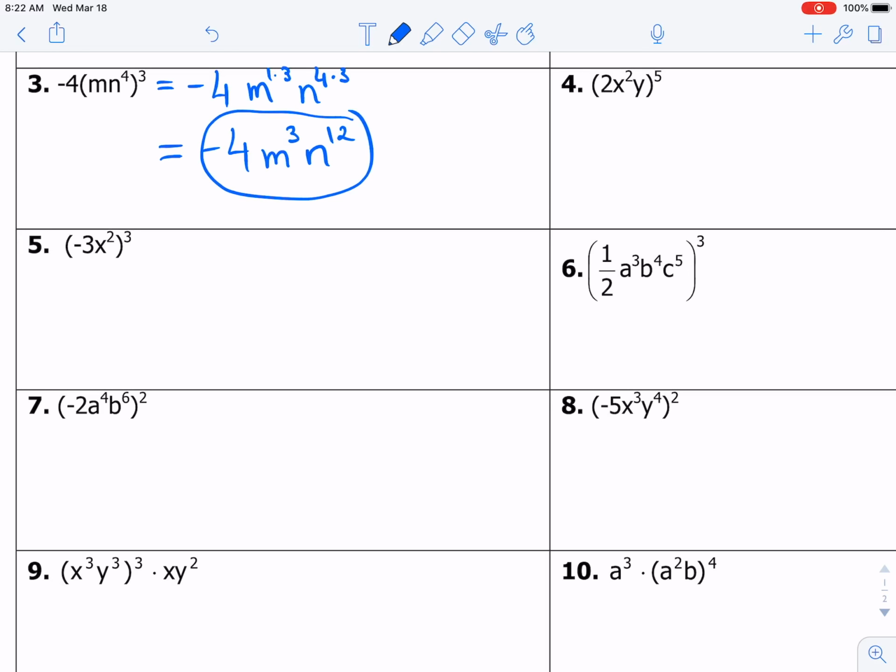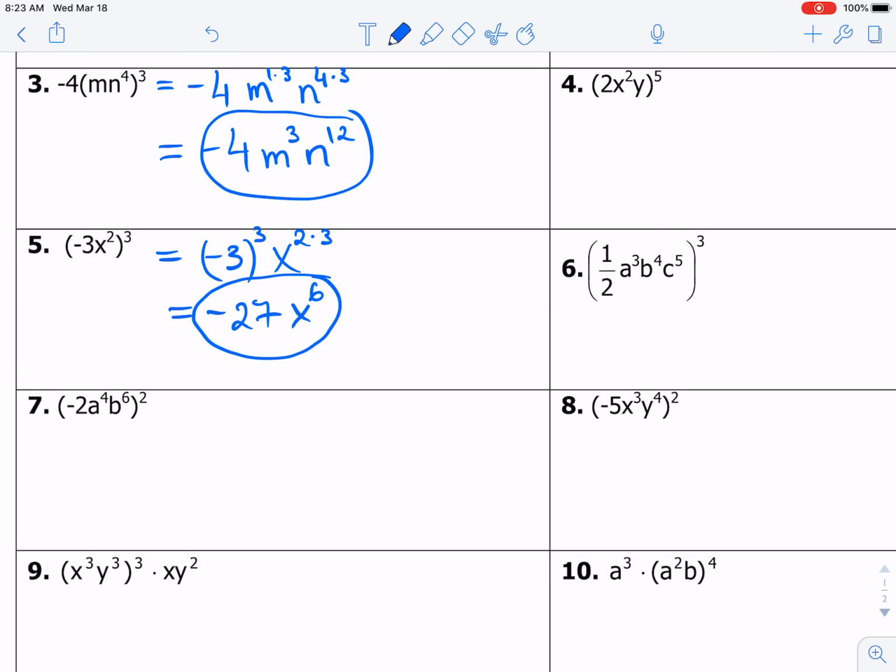For number 5, we have negative 3x squared, all quantity raised to the 3rd power. So in other words, this is negative 3, and I'm going to put this in parentheses because it's negative, raised to the 3rd power. And then I have what? x to the power 2 times 3. So negative 3 to the 3rd power is negative 3 times negative 3 times negative 3, which is equal to negative 27, and x to the 6th power.